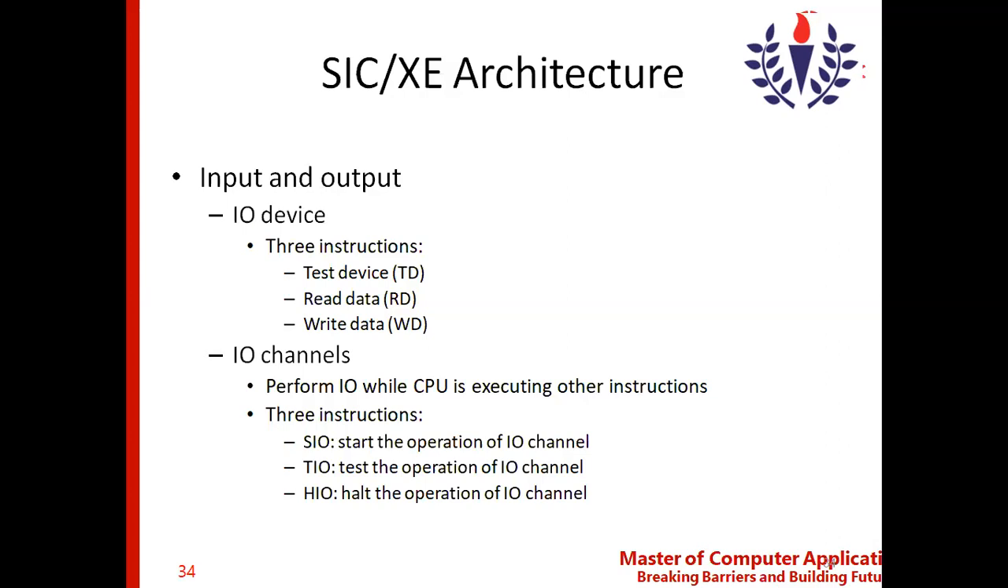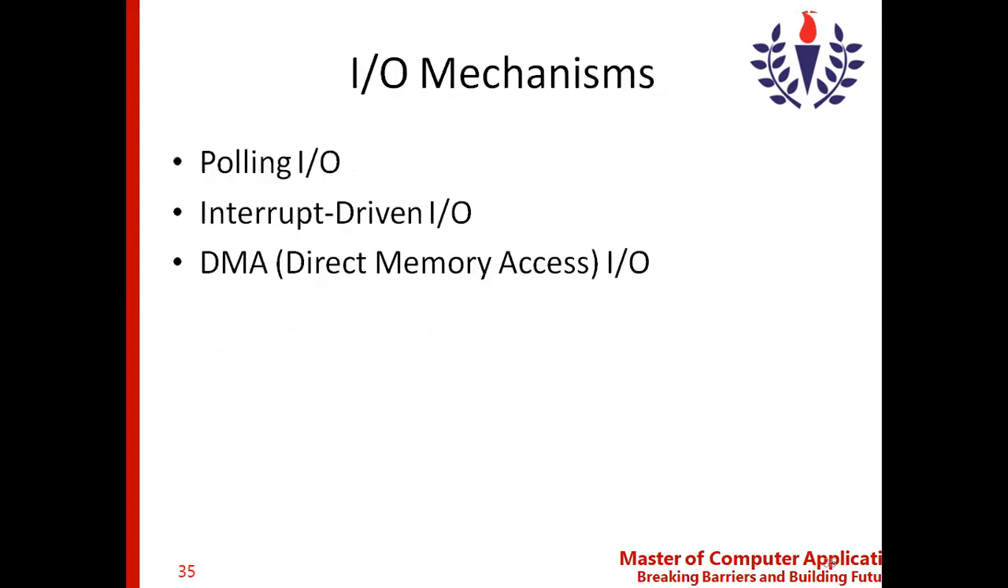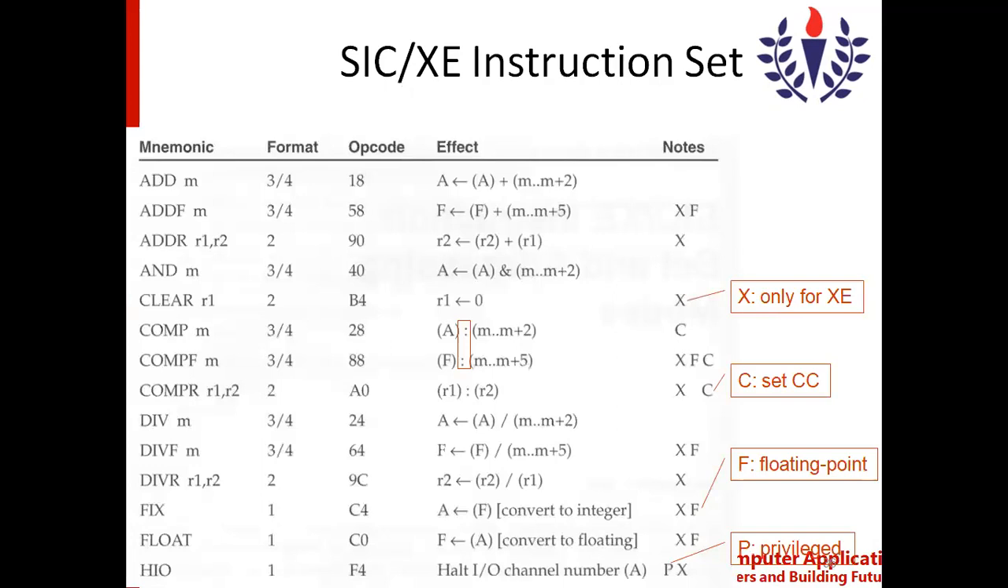So in order to handle this IO, we use some mechanisms, which are polling IO, then interrupt driven IO, then direct memory access IO. So these are the mechanisms or strategies we use with respect to the IO channels. So these are the different types, different features in the SIC/XE architecture.